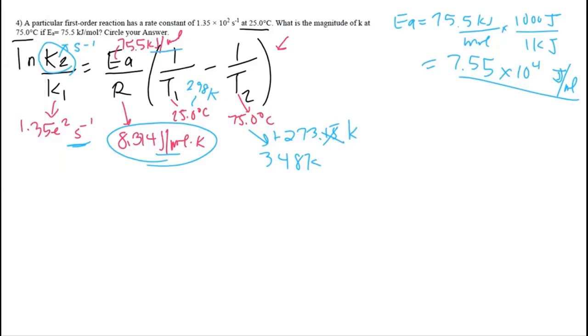Now that I have all my numbers, you already know the drill. I'm going to use a different blue. I'm going to start plugging everything in. So I have natural log of K2, which is going to be my variable, 1.35 e to the 2 seconds to the minus 1. That doesn't look like seconds. Sorry.